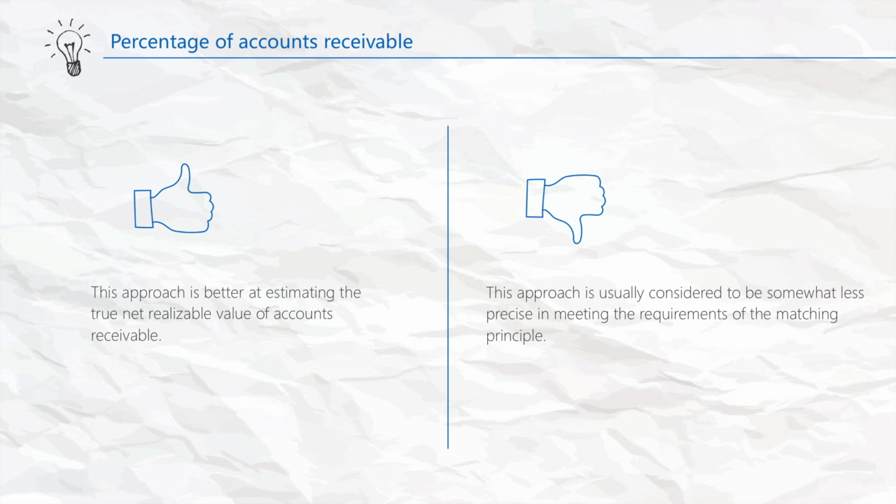Percentage of accounts receivable approach. This is a function of the company's receivable balance, where the allowance account is adjusted to reflect the estimate of uncollectible amounts from existing accounts. Advantage: this approach is better at estimating the true net realizable value of accounts receivable. Disadvantage: this approach is usually considered to be somewhat less precise in meeting the requirements of the matching principle.